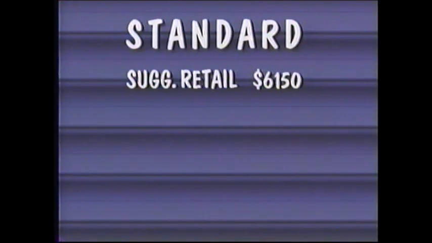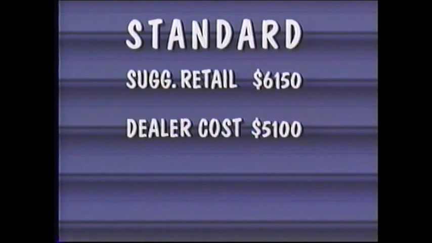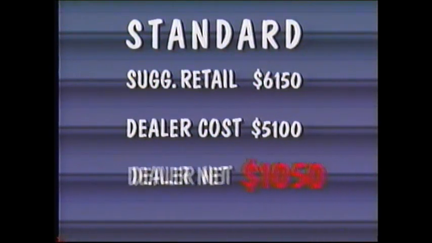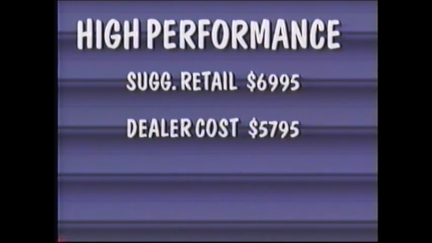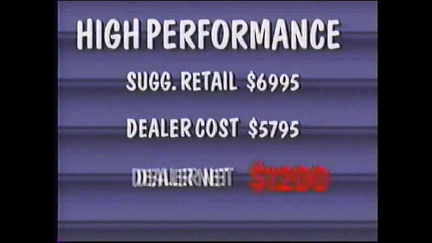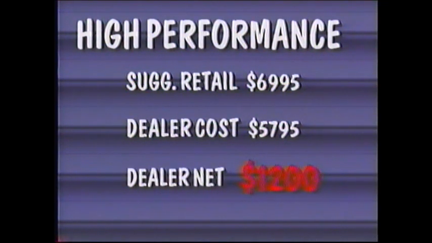One area that everybody's interested in hearing about is the price and profitability in a paraplane. There are two models of paraplane, or at least two different canopies. The standard for people weighing up to about 180 pounds, and the high performance for people in excess of that weight. Now, on the standard canopy, the suggested retail is $6,150. Dealer cost, $5,100, for a dealer net of $1,050. For a paraplane with a high performance canopy, the suggested retail is $6,995. Dealer cost, $5,795. Dealer net is $1,200.